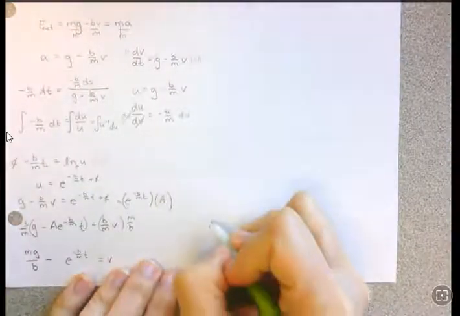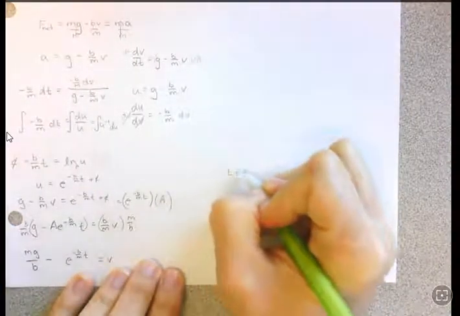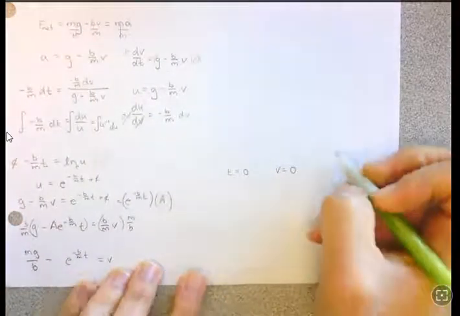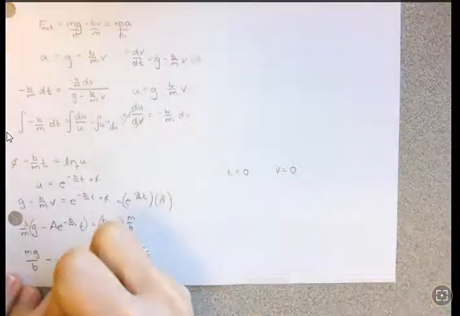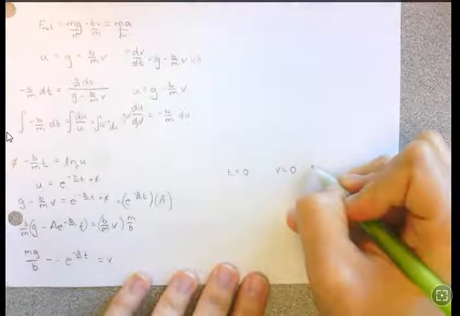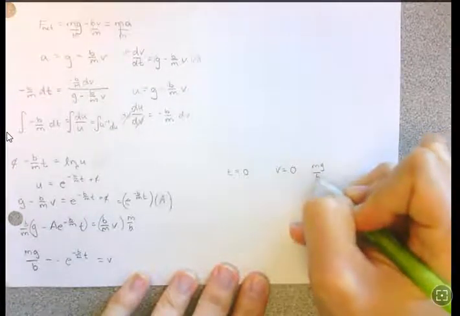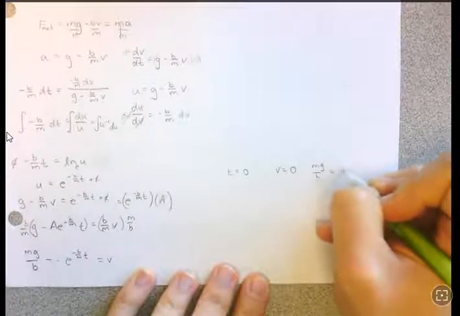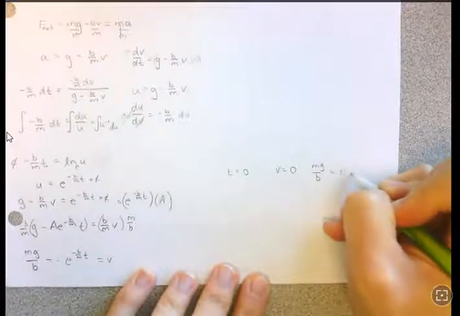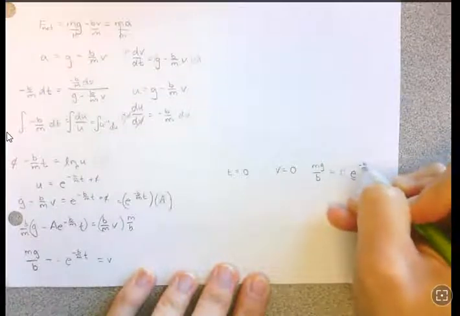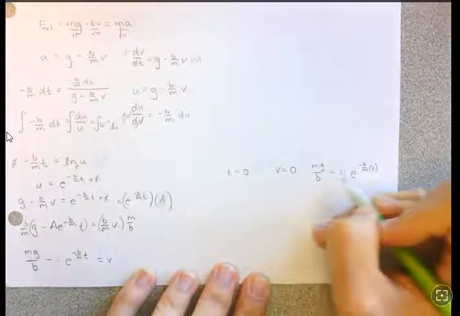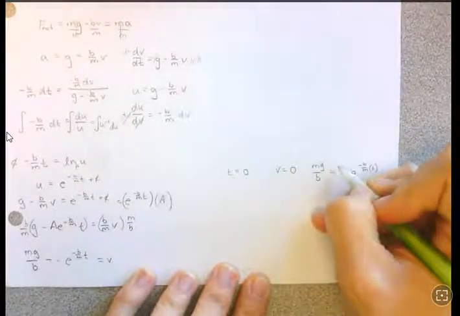We have, when t equals 0, v equals 0. And that means whatever this number is that we still didn't know, mg over b jolly well has to equal this number times e to the negative b over m times 0, which is just 1, which means this number has to equal mg over b.